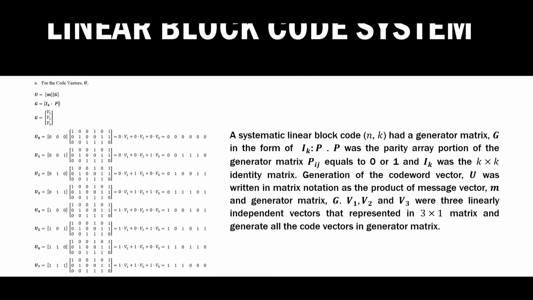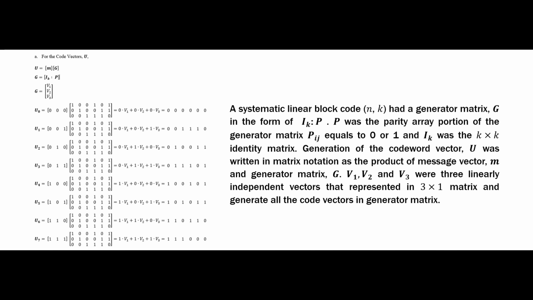A systematic linear block code (n, k) has a generator matrix G in the form of a k times k identity matrix and a parity array portion P, whose entries are 0 or 1. A (6,3) code will be taken as the example for the linear block code system. Generation of the code word vector U is written in matrix notation as the product of the message vector m and the generator matrix G.